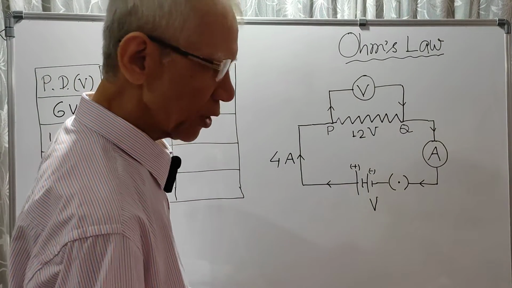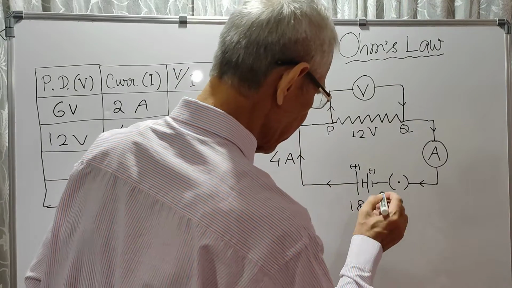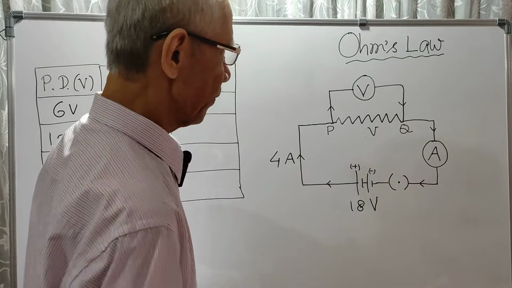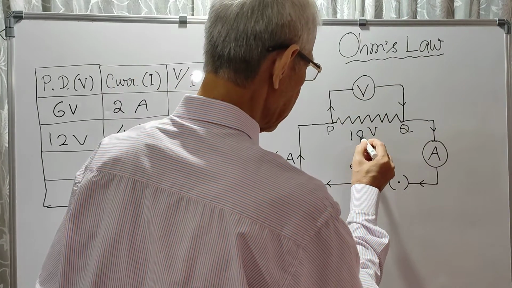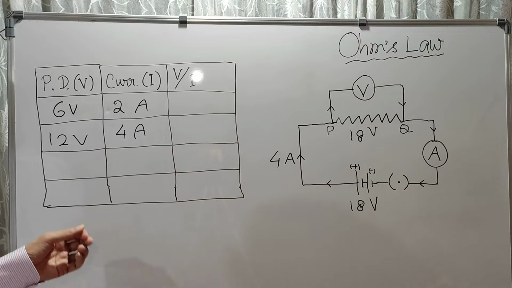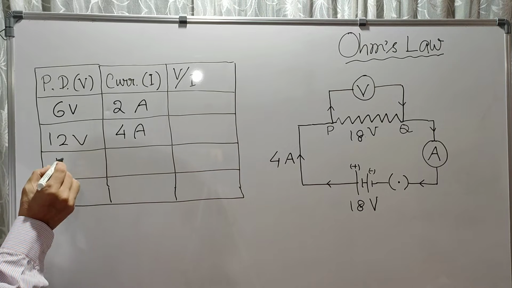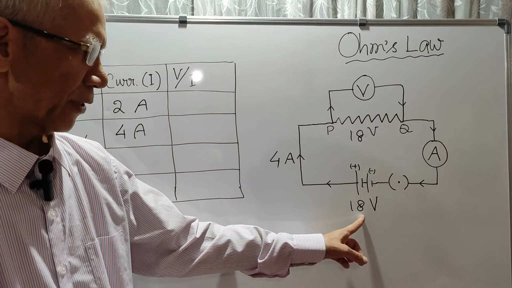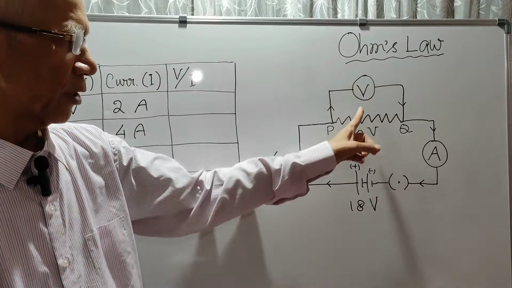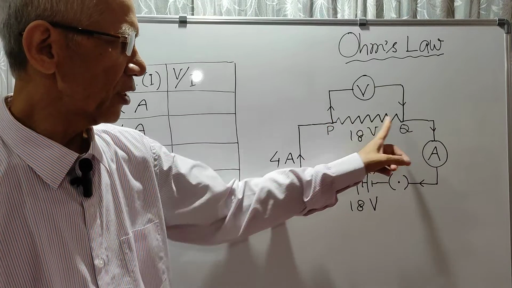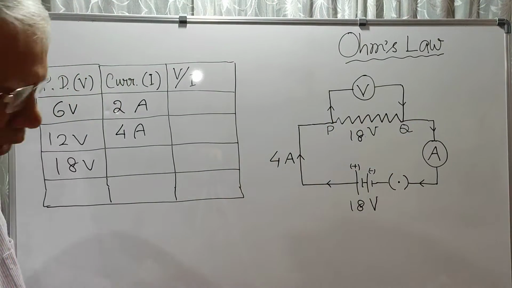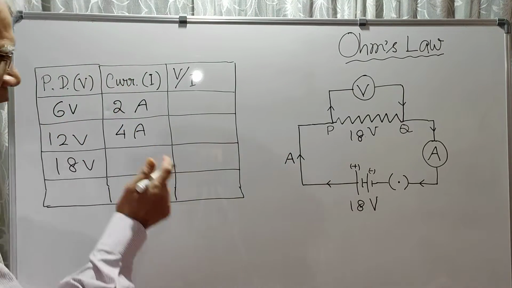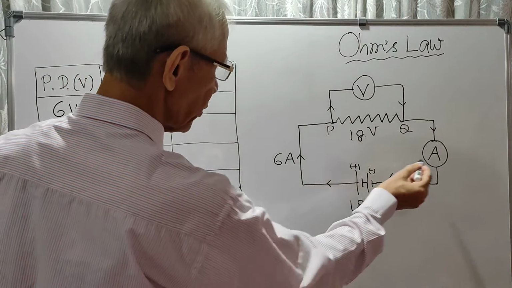With 3 batteries, the total voltage will be 18 volt, and then obviously this will also become 18. So the voltmeter will show 18 volt. So we are now using 3 batteries, total voltage or potential difference is 18. That is shown by the voltmeter. So 18 volt is the potential difference between P and Q. And now the current will be 3 times the original. Originally it was 2. Now it will be 6 ampere. So that will be shown by the ammeter.